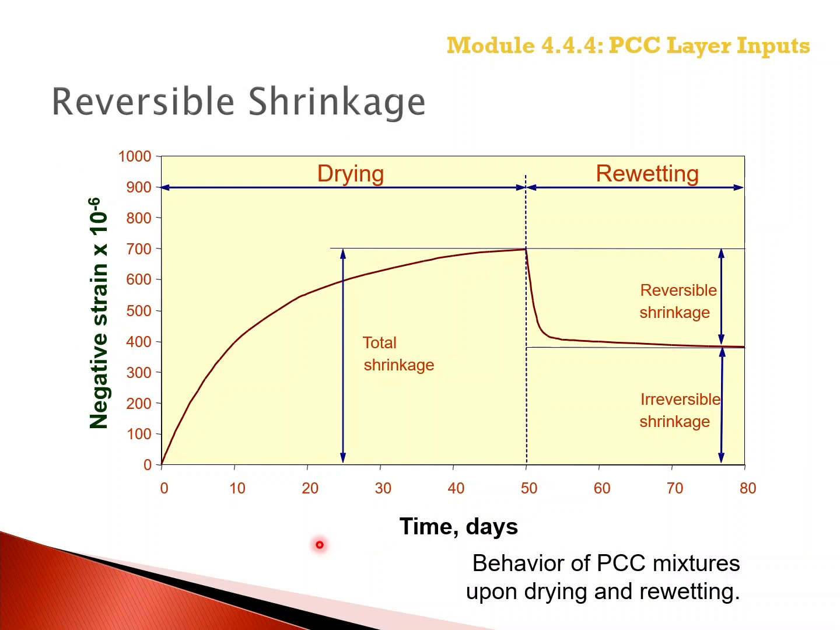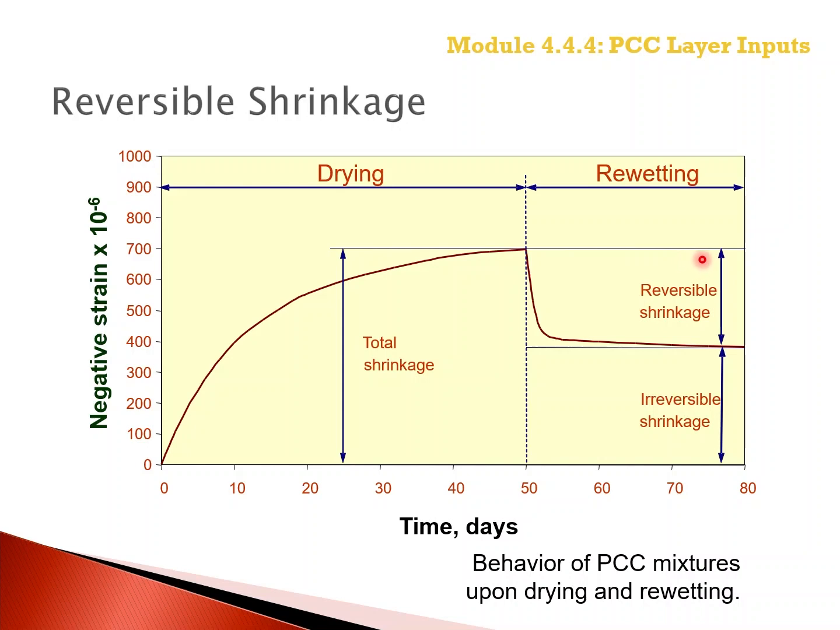This graph displays a schematic of the typical behavior of the PCC mixture upon drying and re-wetting to estimate the amount of shrinkage that is reversible, as opposed to irreversible shrinkage. The reversible shrinkage is dependent on, or is affected by, the relative humidity.